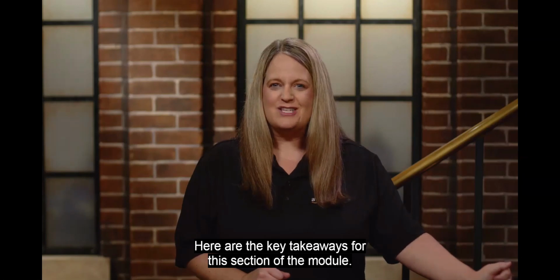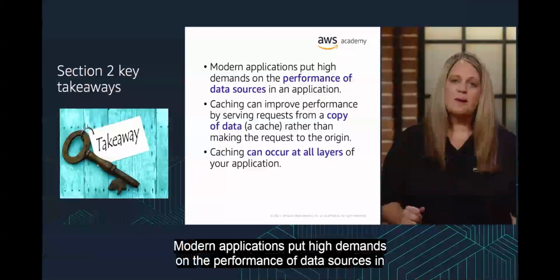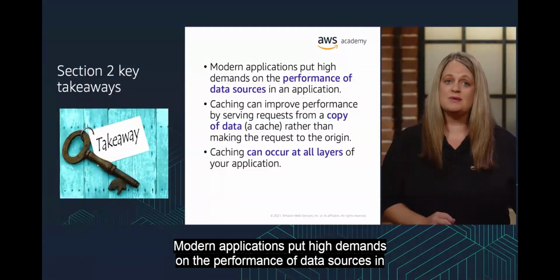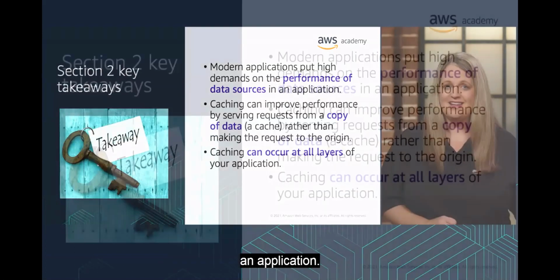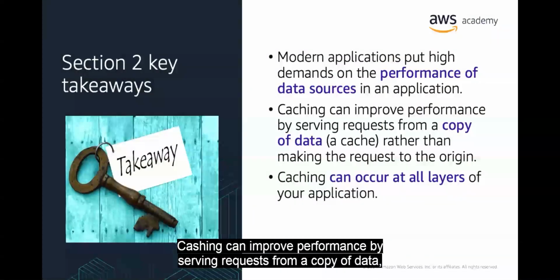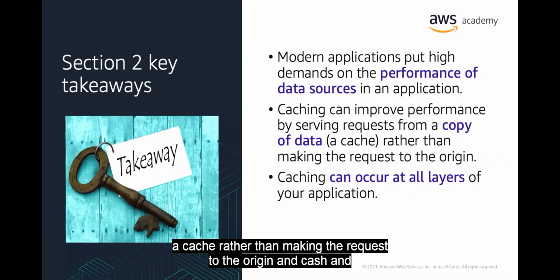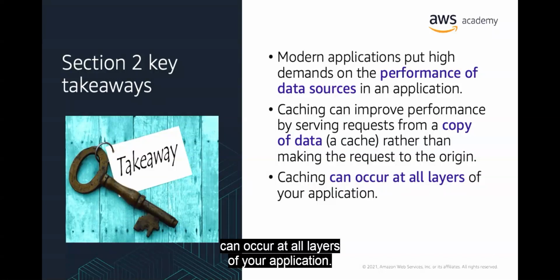Here are the key takeaways for this section of the module. Modern applications put high demands on the performance of data sources in an application. Caching can improve performance by serving requests from a copy of data, a cache, rather than making the request to the origin. And caching can occur at all layers of your application.